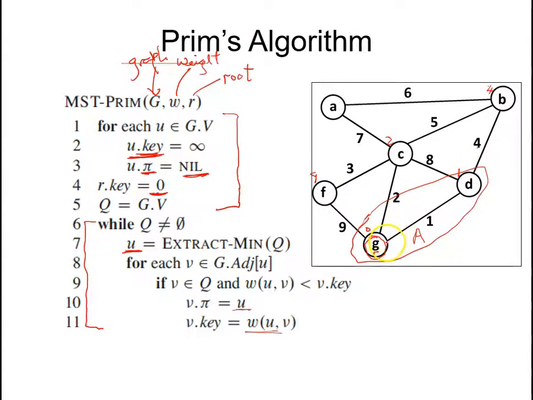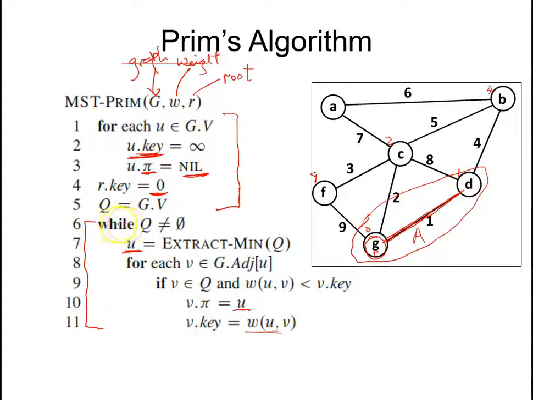Now, and this is the edge that we used. By the way, notice that in this algorithm, we are not keeping a copy of the edge. If we want to find the edge later, what we would find out is that for node D, D's predecessor would be G.